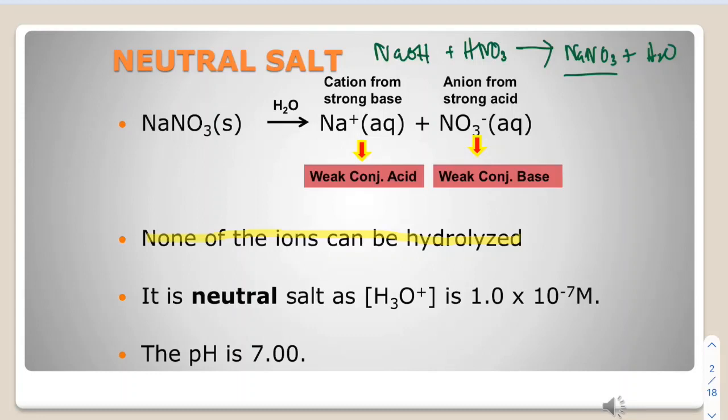Since both of these two ions produced during the salt dissociation are a weak conjugate acid and a weak conjugate base, none of these ions can be hydrolyzed. Due to that, this sodium nitrate is a neutral salt because the concentration of H3O+ is equal to the concentration of OH-, which is 1 times 10 to the power of negative 7. So when it is a neutral salt, the pH of the salt is 7.